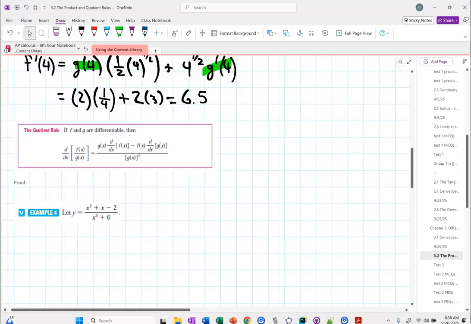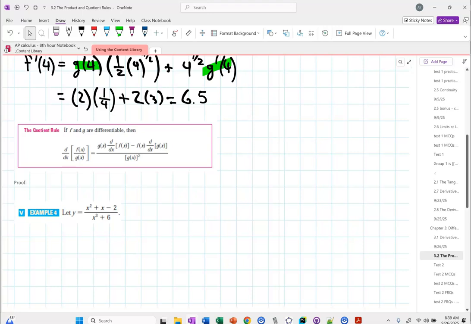What if we have the quotient of 2 functions? I'm not going to prove this one. It's kind of a nightmare. Well, it's not. It's just messier than I think is productive. It's kind of a lot of time. It's a little messy. I don't think much is gained from it.